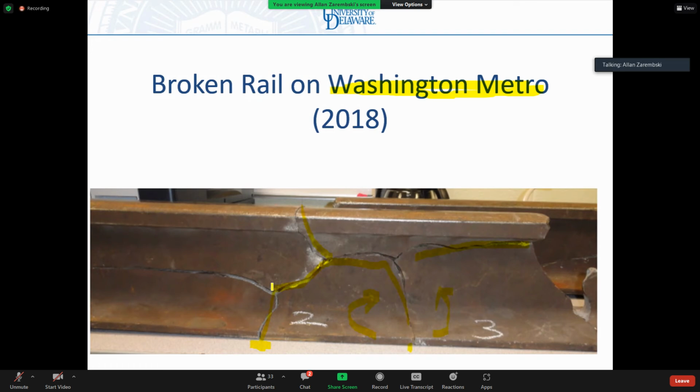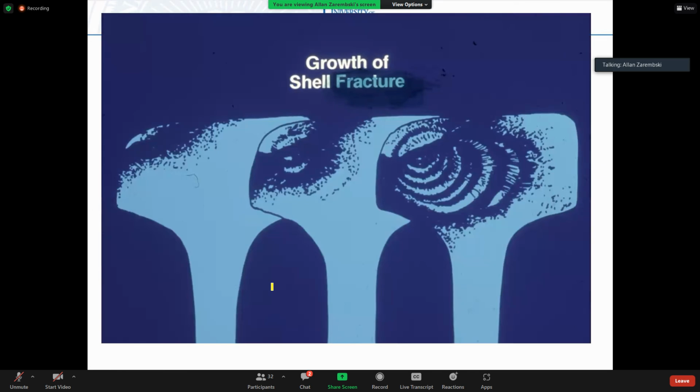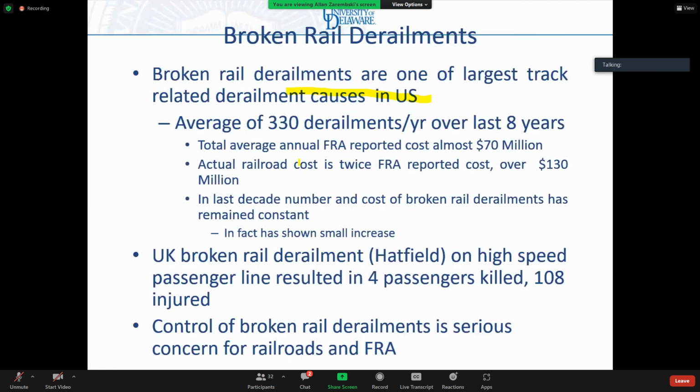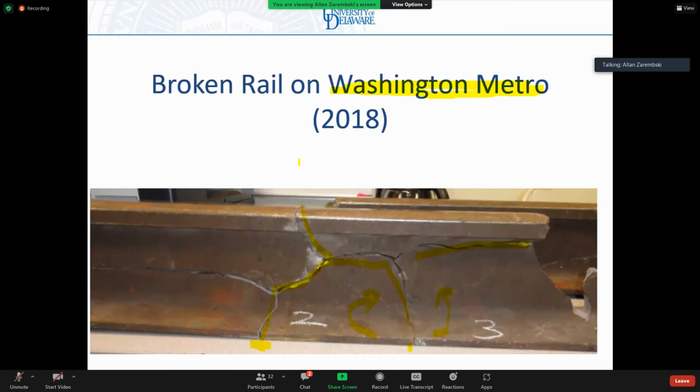But this was not the first broken rail derailment in Washington Metro, nor was it the only broken rail derailment in metros in general. Washington Metro, a number of years before, had a detail fracture from a shell, similar to the one I showed you back here, which is this kind of defect. We'll take a look at that in much more detail today. And I've seen plenty of UIC railway derailments that are broken rail derailments. So these things exist. And this is the reason why we care about this.